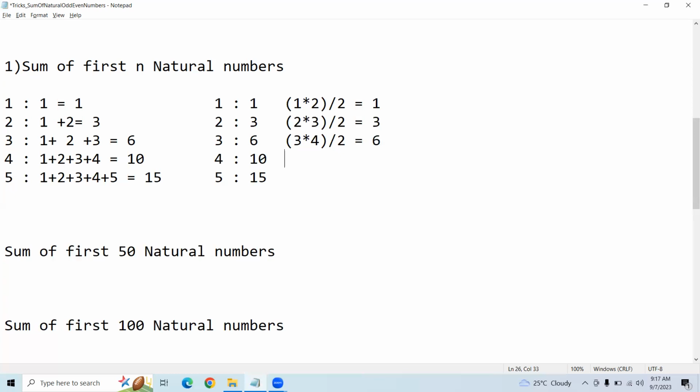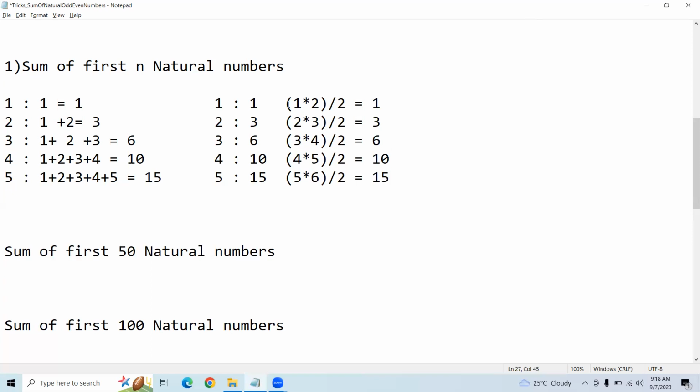For four natural numbers, what is the next number? The next natural number of 4 is 5. 4 into 5 becomes 20. 20 divided by 2 will become 10. Similarly, for 5, what is the next natural number? 5 into 6, that is 30 divided by 2, 15.